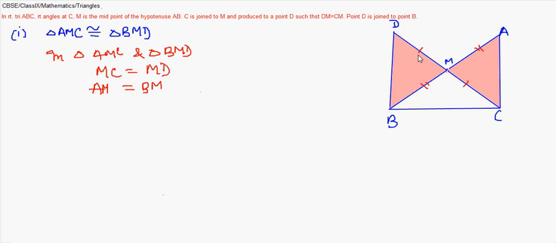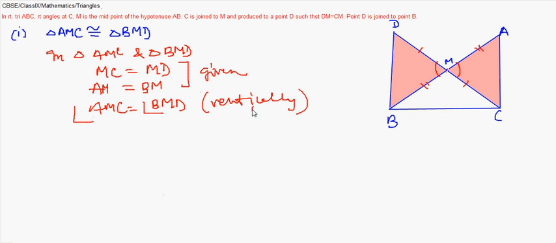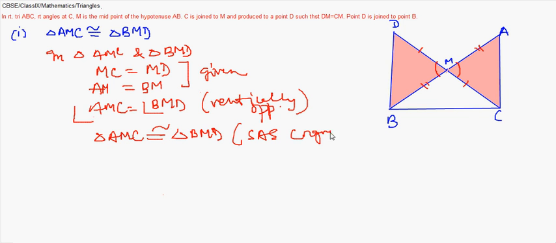And also these two are vertically opposite angles. I'll write this first because I have taken AMC on the left: angle AMC is equal to angle BMD. These two sides are given to us and this is a vertically opposite pair. So that makes the SAS rule criteria applied to AMC and BMD. So triangle AMC is congruent to triangle BMD, and in the bracket we write SAS congruency.